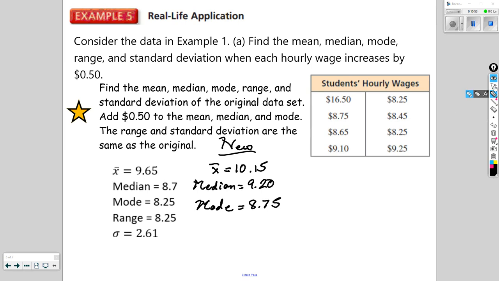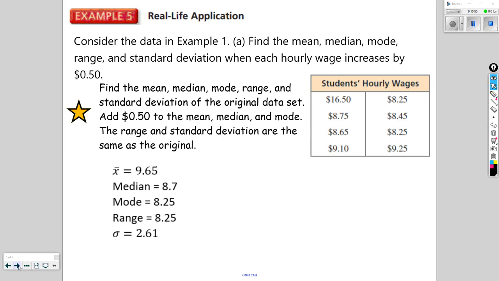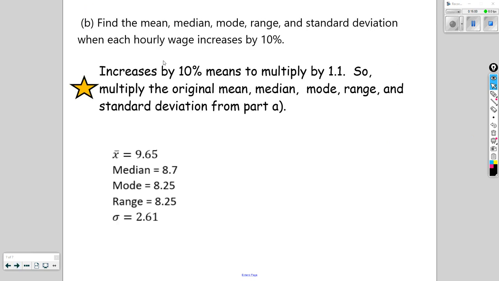Last one, we're going to talk about multiplication here. Let's say instead of just a flat 50-cent raise, they got a raise based on a percentage. So each hourly wage increased by 10%. Now that affects everything. It affects all measures of center and the measures of variation. So essentially, what we've got to do is just multiply each one of these by 1.1. Increase by 10% means multiply by 1.1.